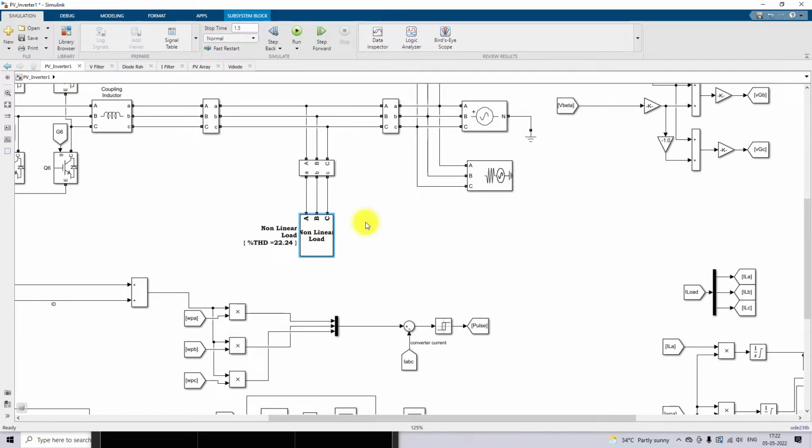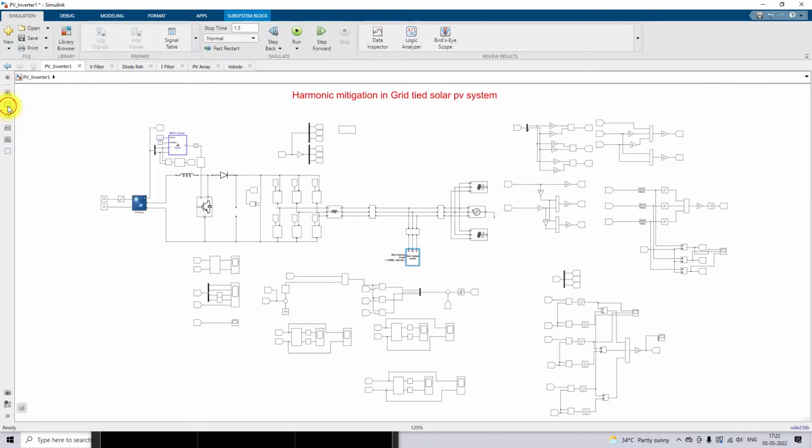So here we are going to mitigate this harmonic problem in the grid-connected PV system. For that, we are going to use a control technique, nothing but the active current coefficient control concept. Here we are going to calculate the active current coefficient for the load current, and based upon the active current coefficient, we are going to mitigate the harmonic problem.